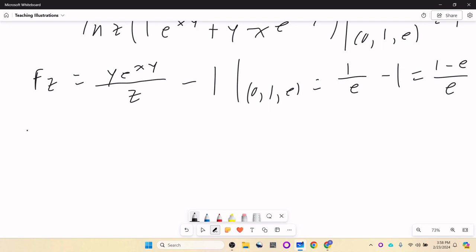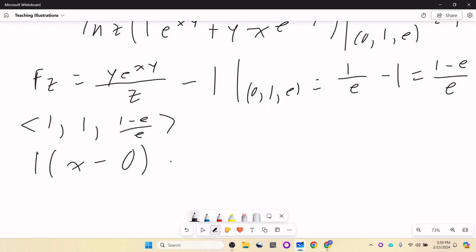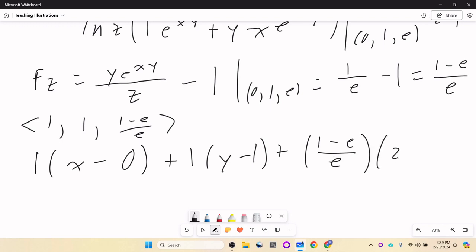So our tangent plane then would be, let's see, the vectors we got, the partial derivatives, was like this: 1, 1, and 1 minus e over e. You can write them all as a vector like that if you want. There's a name for that. We'll talk about that next week. So then we will get 1 times x minus 0 plus 1 times y minus 1 plus 1 minus e over e times z minus e equals 0.